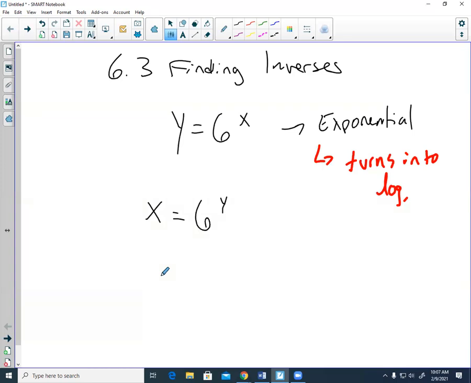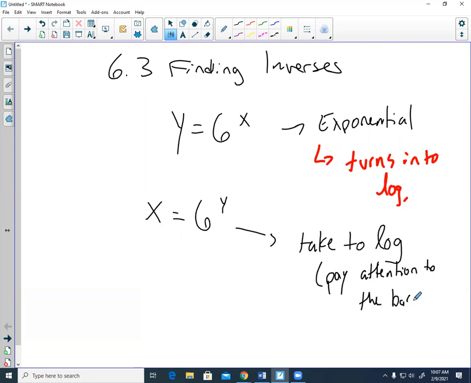The big thing you have to pay attention to is that the bases need to be the same. So right here, I can see that I'm going to need to take the log of both sides. But what you really have to pay attention to, and I'm going to put this in parentheses, is the base. If you don't use the same base that already exists in the problem, you will do absolutely nothing for the problem. If I'm not using log base 6, this does absolutely nothing.